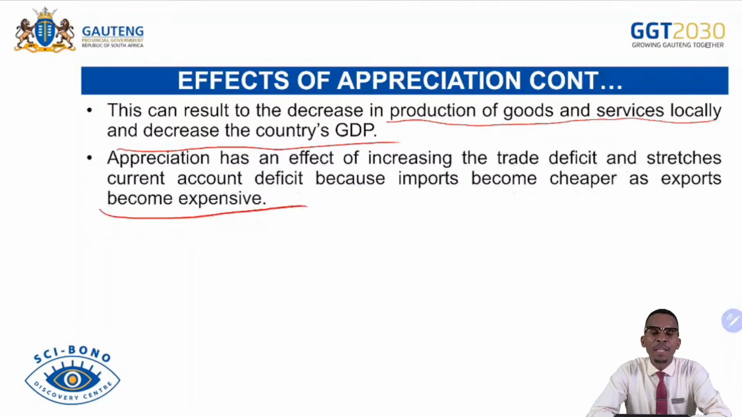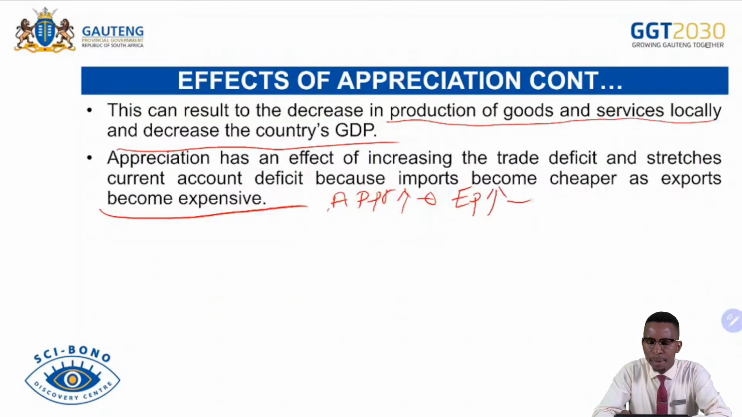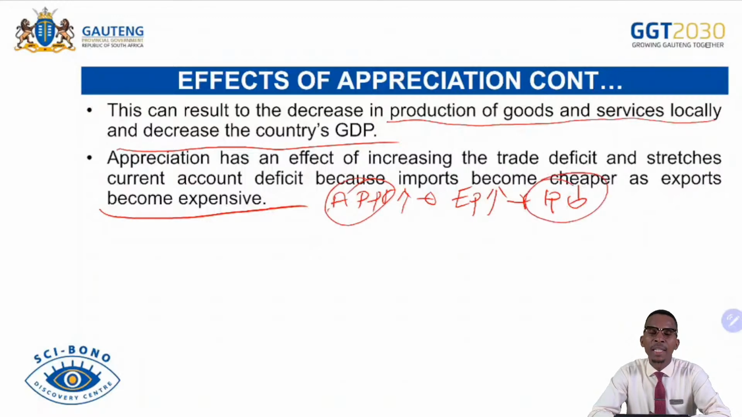If that is happening, there will be more money flowing out to pay for imports and less money coming in as payment for exports. So in that case, appreciation is bad, because if the currency appreciates, it becomes stronger. The export prices will be increasing, they will be expensive, and import prices will be decreasing, because our currency is appreciating while the foreign currency is depreciating against the South African rand. So their imports will be cheap while our exports are expensive.